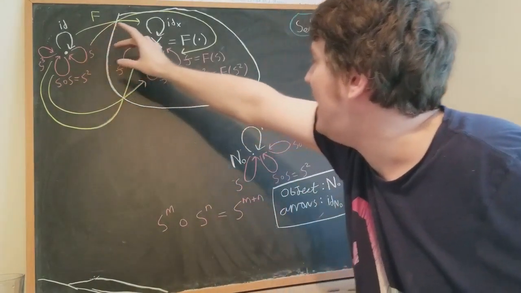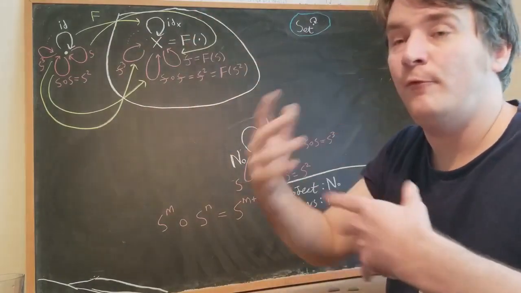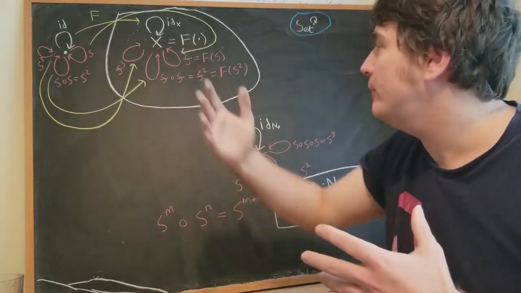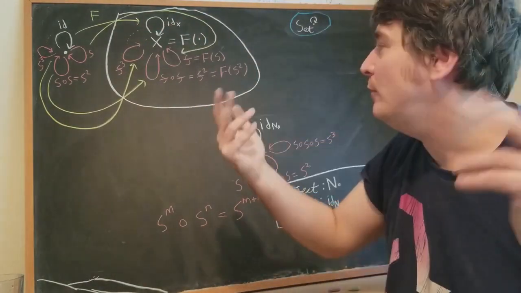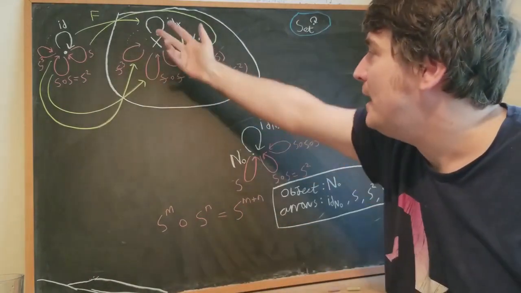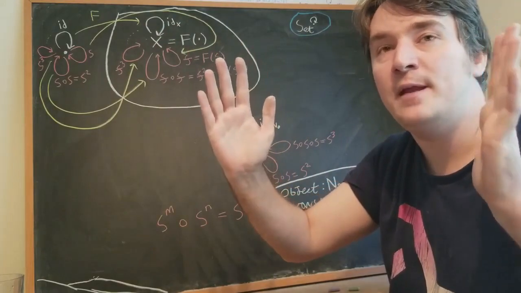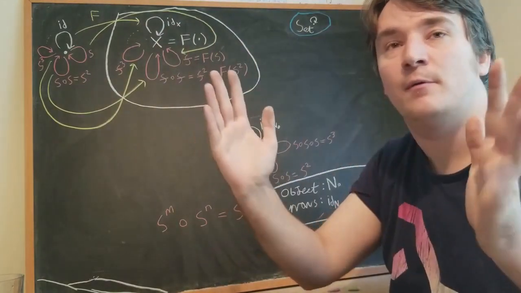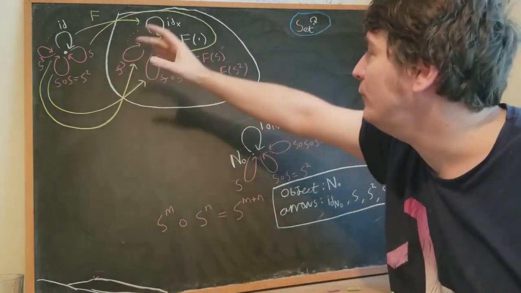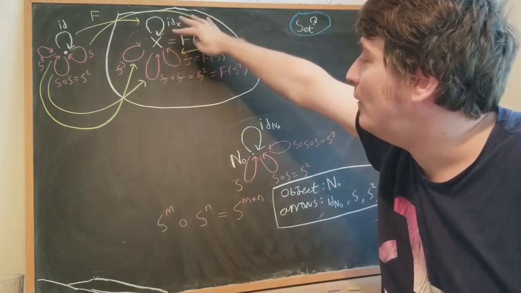Well, it's going to send that to some function from this set X to itself. So an example of this could be this set X could be that set with 1 and 2, and this function could be swapping around 1 and 2. For example, it could be any function from this set to itself.